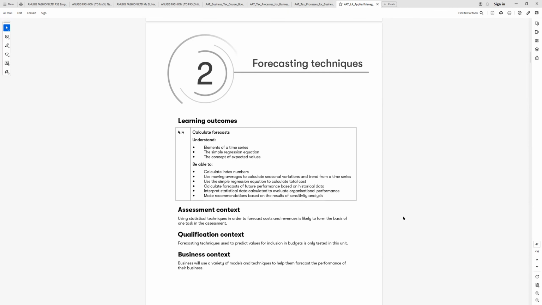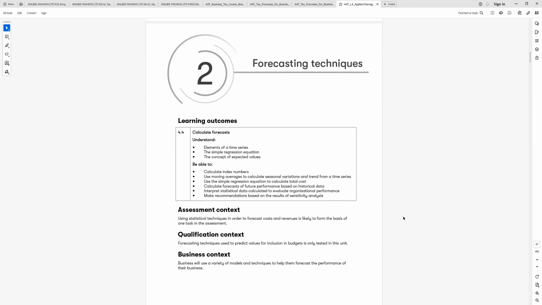The next chapter we have here is forecasting technique. This chapter is one of the chapters. Here we're going to look at time series analysis, and also the linear regression, and also how to calculate the forecast based on the indexation. Now, this is kind of a topic from economics, but this is also part of management accounting.